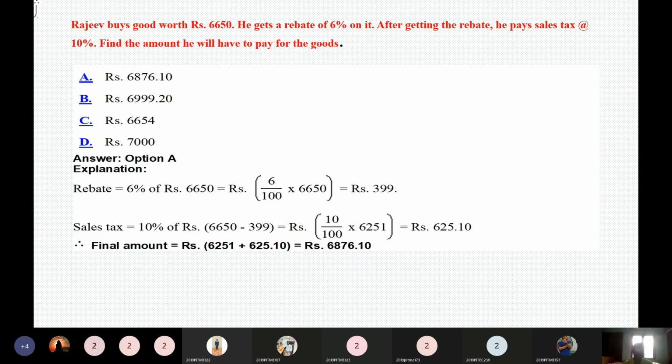Okay. 6,876. What is the option? That is the option 6,876.10 paise. Where is it? Option A. So option A is correct.